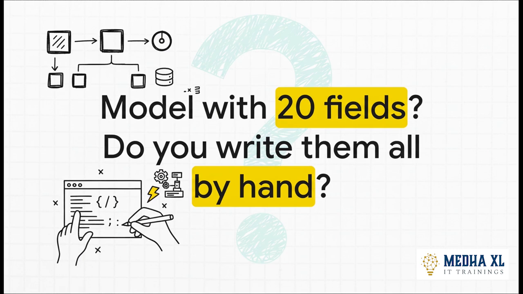Right, so you've got this Django model for, say, a student. It has a name, email, age, but what if it has 20 fields, or 50?